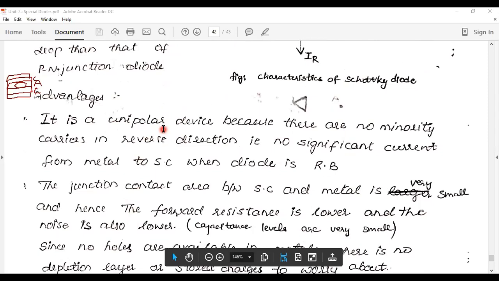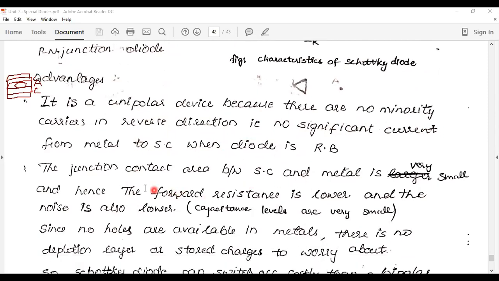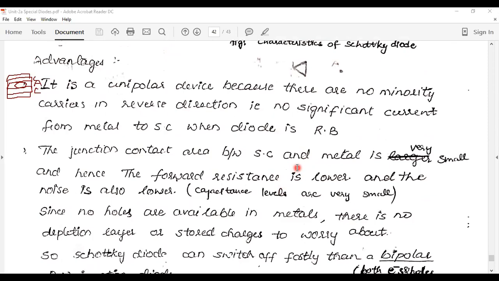We are not going to consider the reverse bias condition here. Therefore, we can call this device a unipolar device. Only majority carriers are considered here. Those majority charge carriers are electrons. Therefore, I am considering this semiconductor material as a unipolar device because there are no minority carriers in the reverse direction. That is, no significant current flows from metal to semiconductor when the diode is reverse biased. The junction contact area between the semiconductor and the metal is very small, and hence the forward resistance is small and noise is also lowered here.